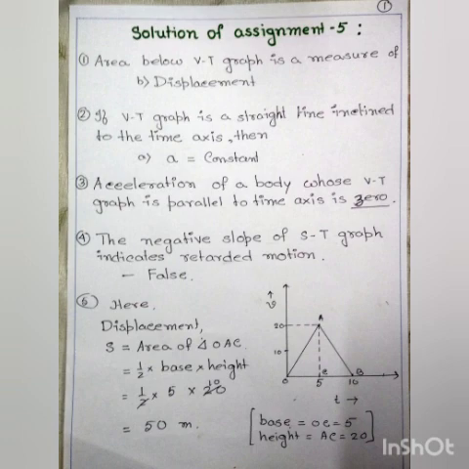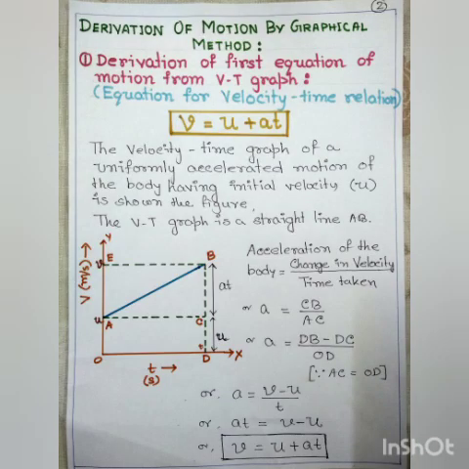Clear? Now if instead of 5 seconds, 10 seconds is given to you, then you have to calculate the area under the triangle OAB. Then the total area will be 50 plus 50, that is 100 meter. Clear? Now let us start our today's topic, derivation of equations of motion by graphical method.